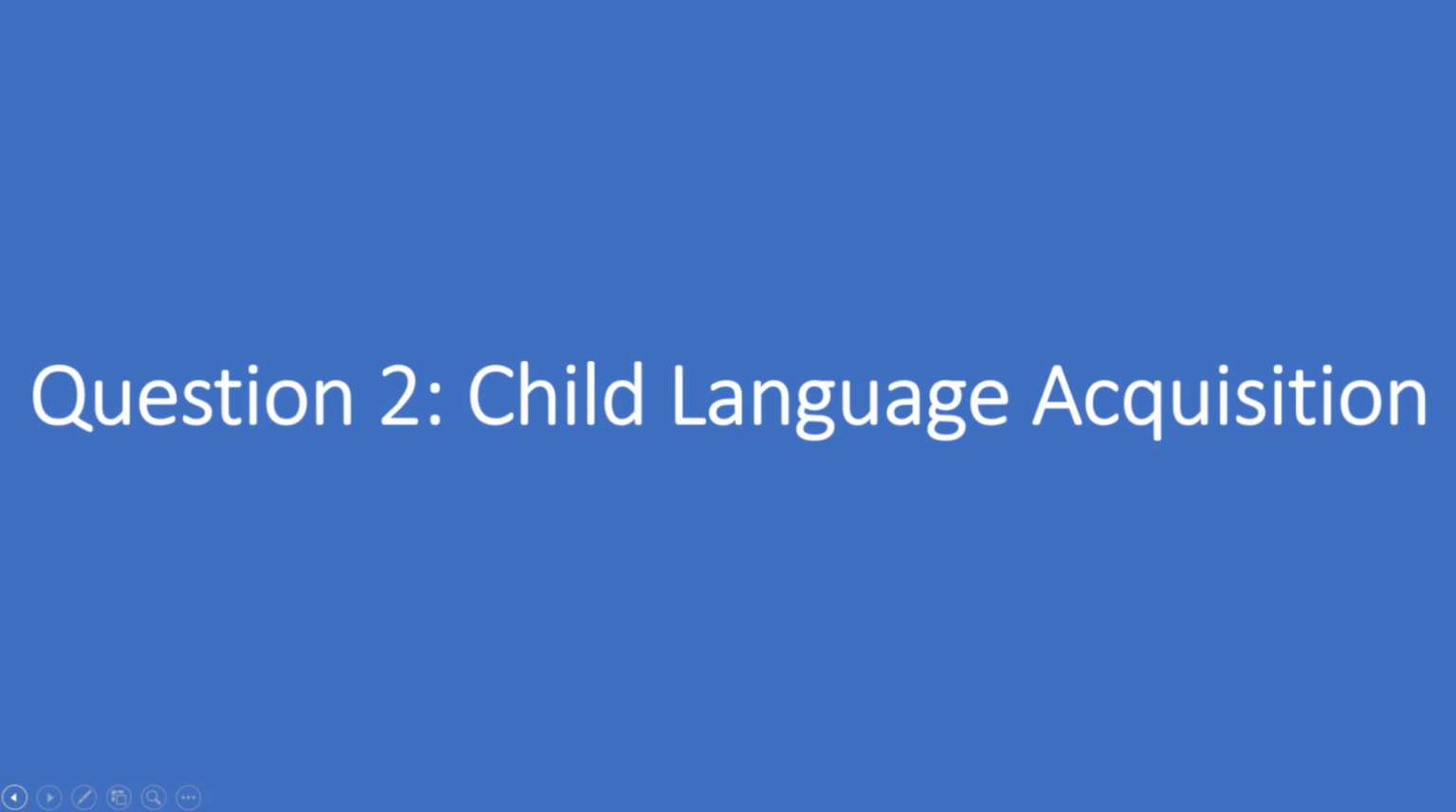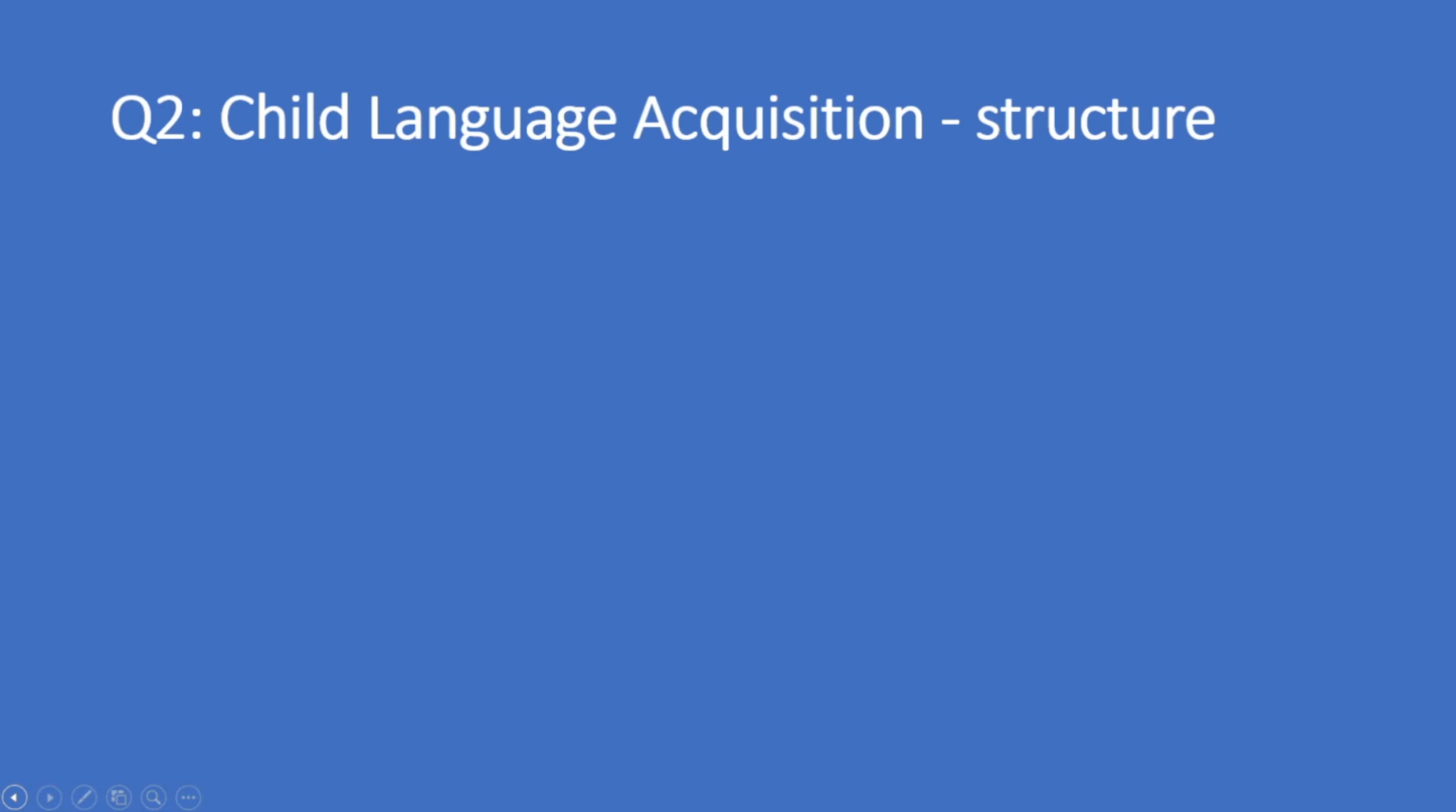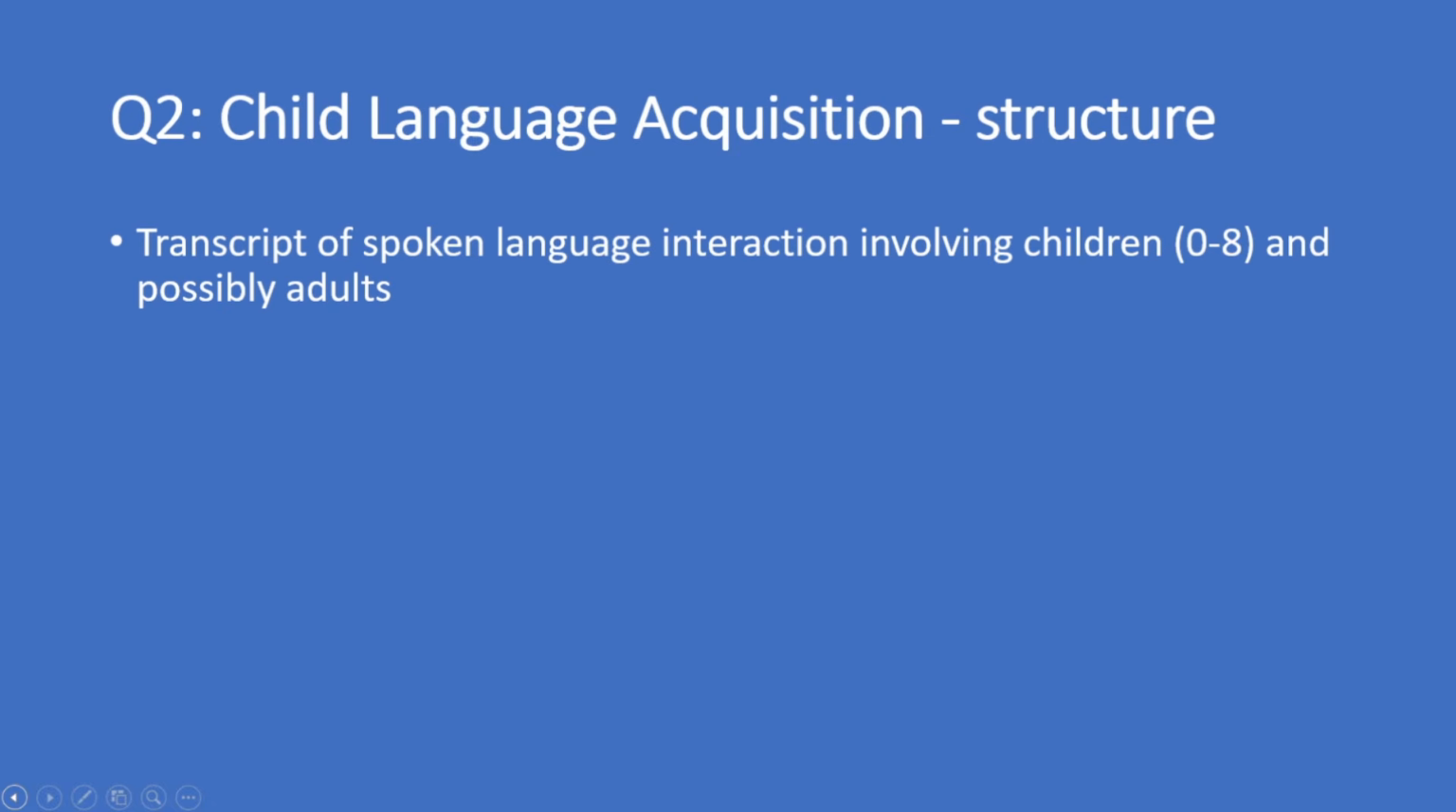Question 2 focuses on child language acquisition. In preparation for this question, you will learn about how children learn language, what the characteristics of spoken language are as opposed to written language, and what different language theorists had to say about the process and stages of child language acquisition. To demonstrate your knowledge, you will be asked to analyze a transcript of speech of a child or children between the ages of 0 and 8. The spoken interaction might also include adults, usually caretakers.